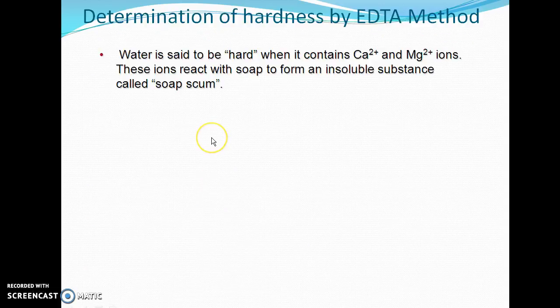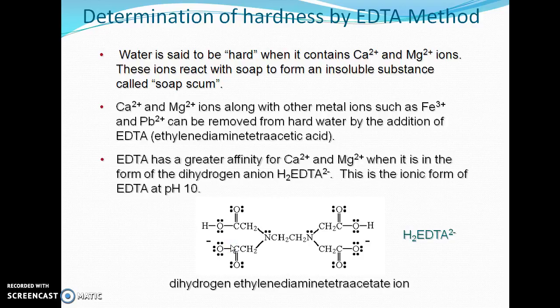Now the water is said to be hard when it contains calcium and magnesium ions. These ions react with the soap to form an insoluble substance. It is called soap scum. The calcium and magnesium ions, along with other metal ions such as iron as well as lead, can be removed from hard water by addition of EDTA, that is ethylenediaminetetraacetic acid. So ethylenediaminetetraacetic acid is used to determine the hardness of water.